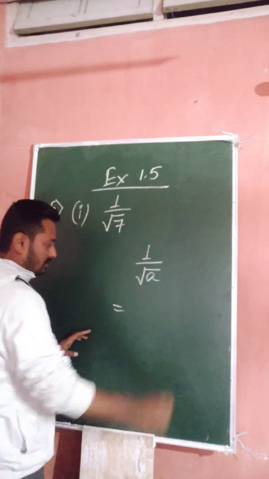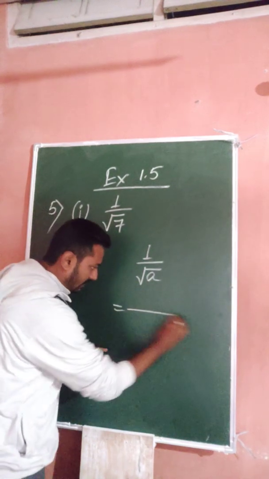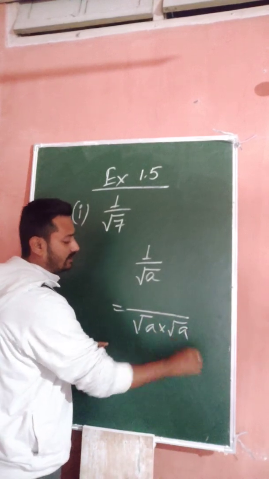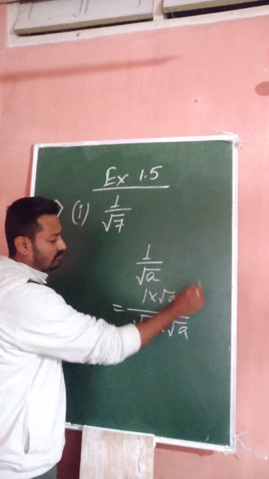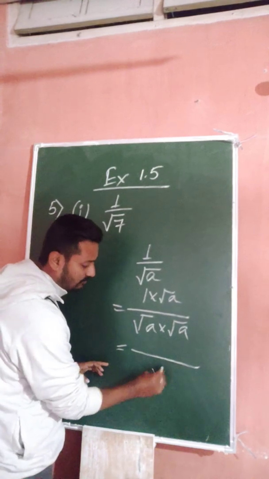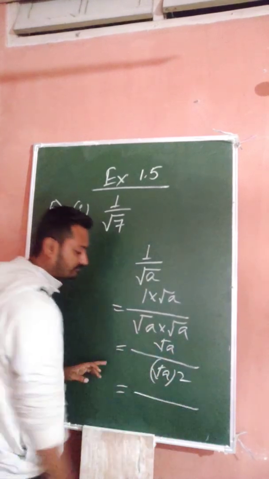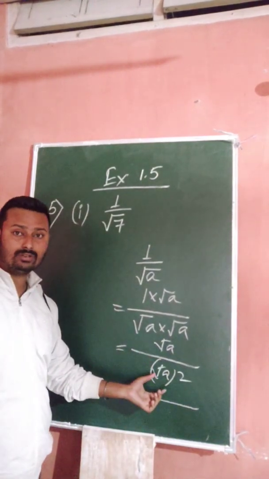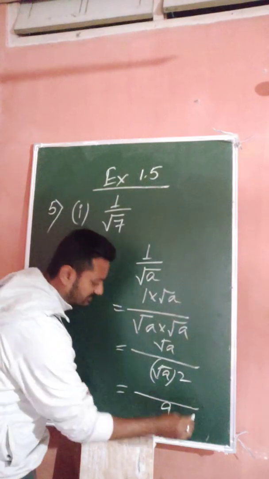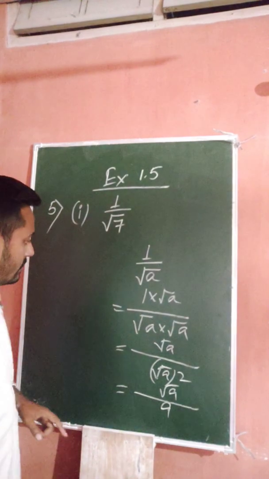Whenever you want to do the rationalization of this 1 by root a, then you have to multiply the denominator with the same number. Suppose you multiply root a into root a, and you have to multiply the numerator also by root a. So root a into root a over a into root a, that means root a whole square, and the numerator becomes root a. And all of you know that if you take the square of a square root, then the square root will be omitted. So that means it becomes a, and this one is root a. So automatically the denominator becomes a rational number.